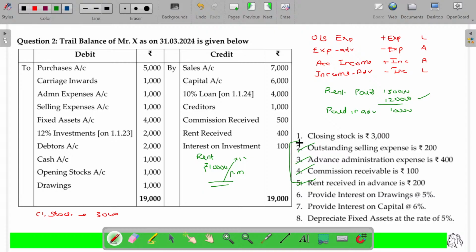Okay. So closing stock we have seen. I have just given a small briefing about this one. We'll finish the rest and complete this question number 2 in the next class.